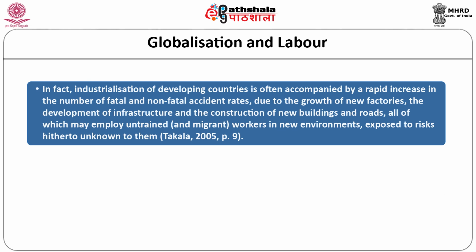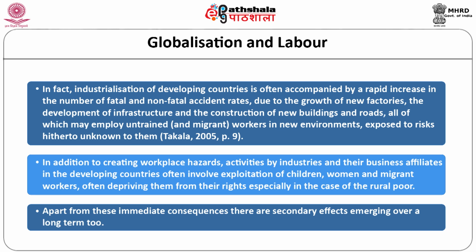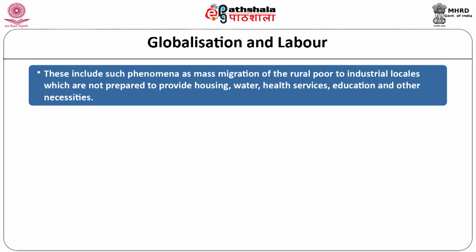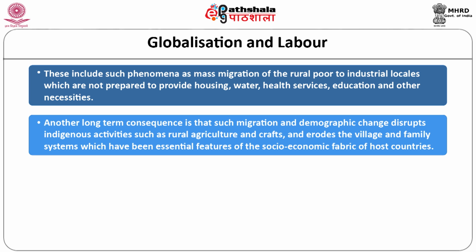Apart from these immediate consequences, there are secondary effects emerging over the long term too. These include such phenomena as mass migration of the rural poor to industrial locales which are not prepared to provide housing, water, health services, education, and other necessities. Another long-term consequence is that such migration and demographic change disrupts indigenous activity such as rural agriculture and crafts and erodes the village and family system which have been essential features of the socio-economic fabric of host countries.